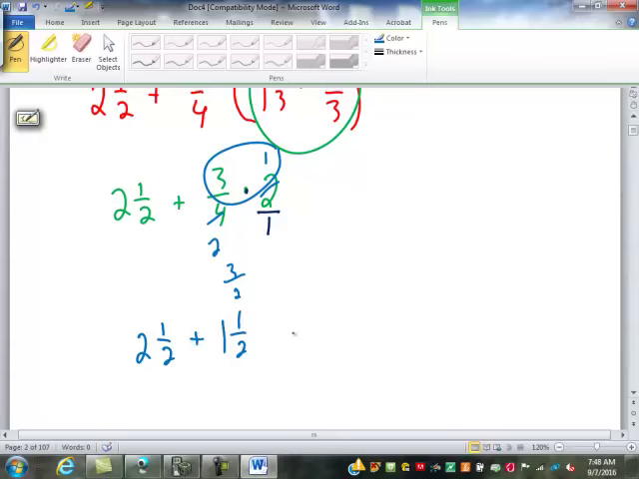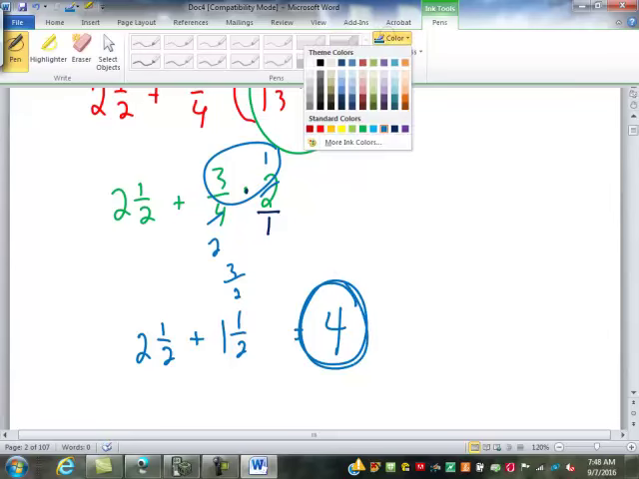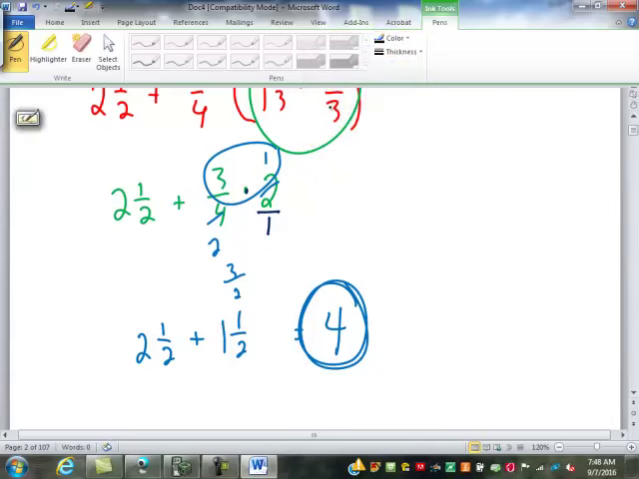So 2 1/2 plus 1 1/2 gives me 4. Anybody get 4? Any questions? I see some confused looks out there. I took the parentheses off, but you have to multiply that 2 by a 3/4. Okay. Comes to be 4 and 0/2 or just 4.